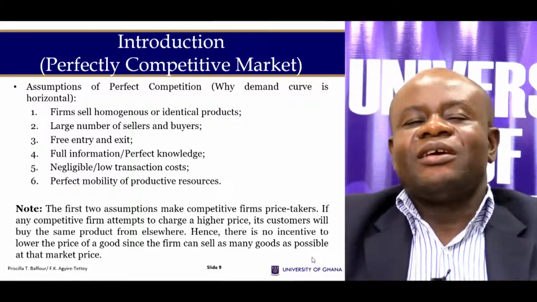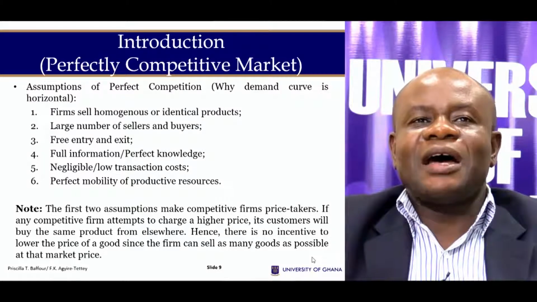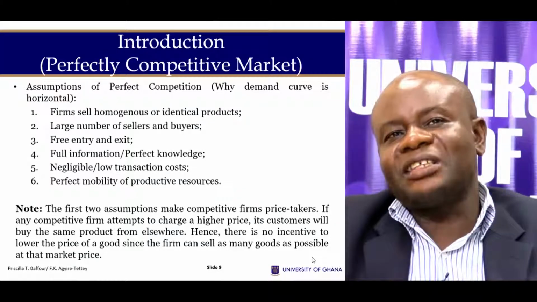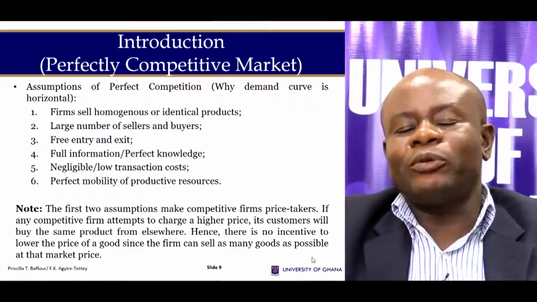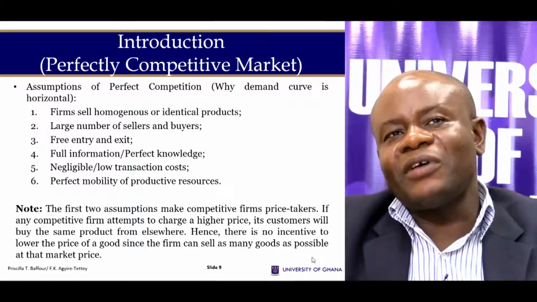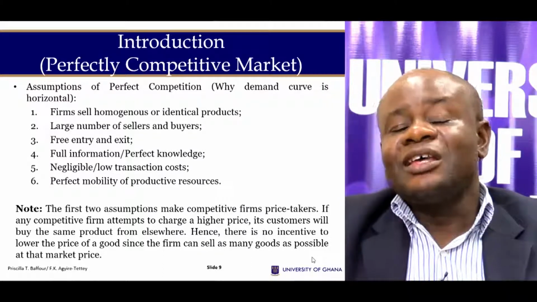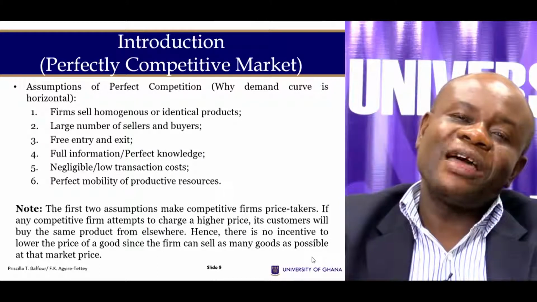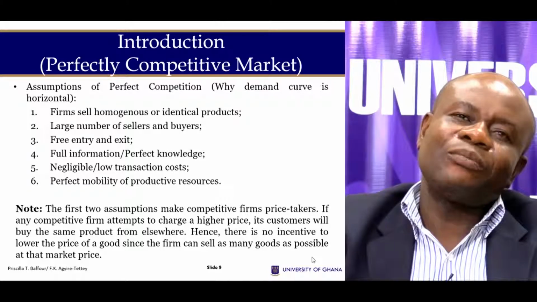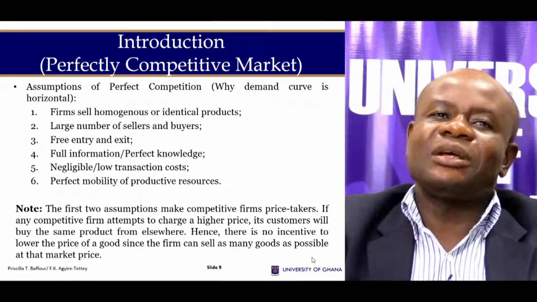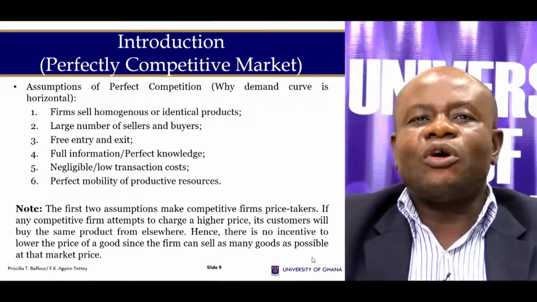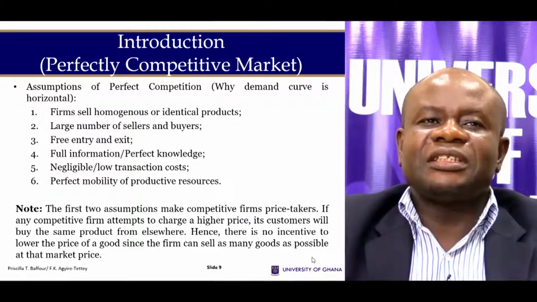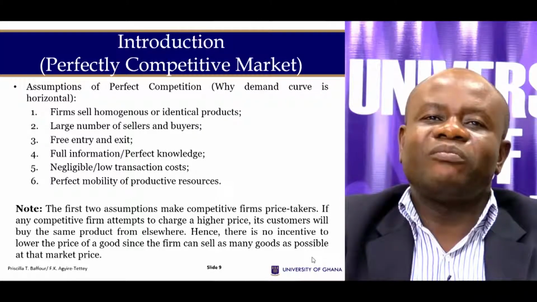Again, there is full information in this market. In other words, there is perfect knowledge of the market. Producers know exactly the composition of the products of their rivals and also their own products. Buyers also know everything about the product, and they know the price that exists on the market. There is also a low cost of transaction in this market. Then there is also perfect mobility of the factors of production.